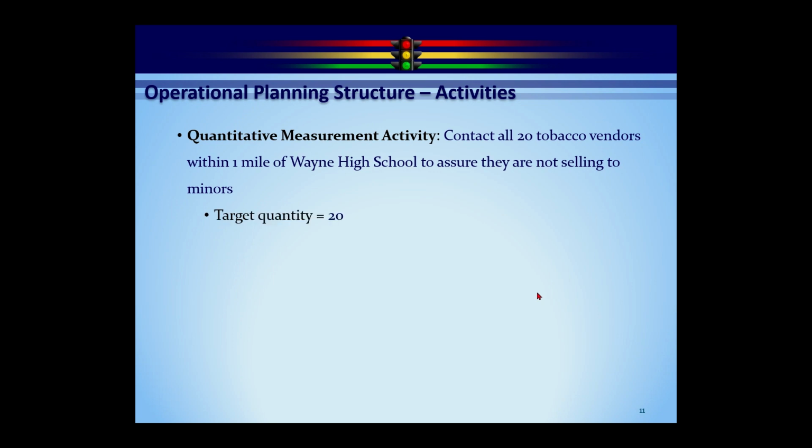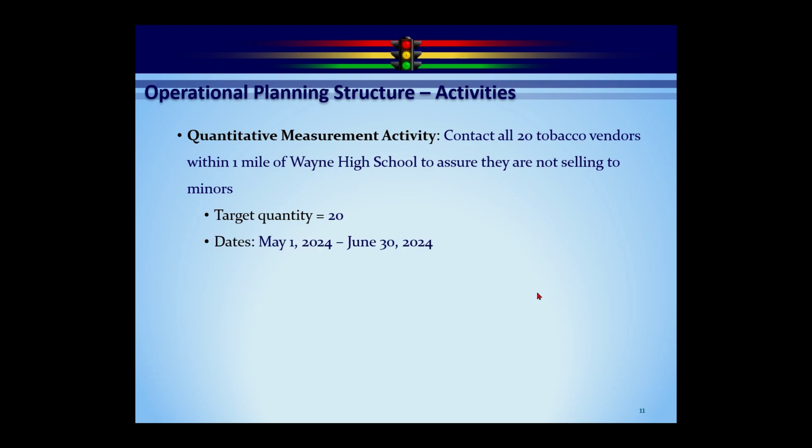In this case, the only real difference between this and a project-based activity is the target quantity. In this case, our target quantity is 20. So if in fact we did 20 contacts with tobacco vendors, it's going to calculate to be 100% complete. If we'd only done 10 contacts, it's going to say that we're 50% done.